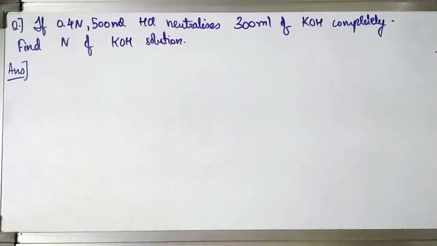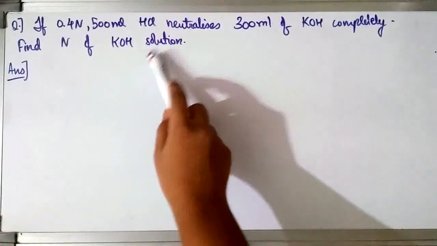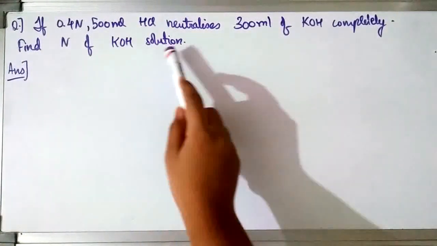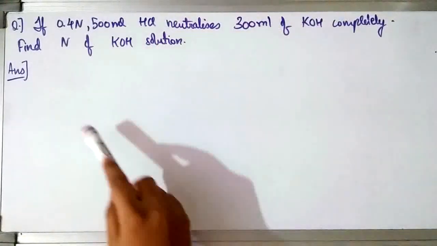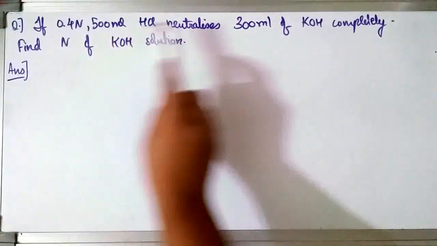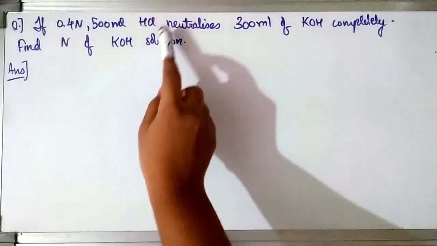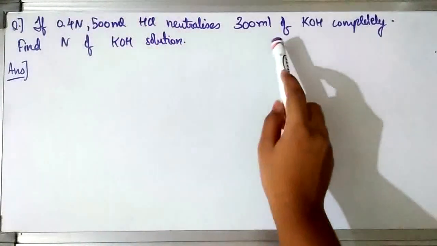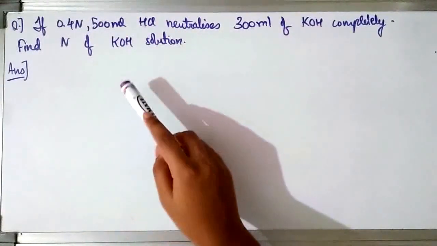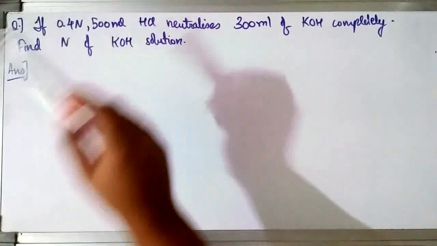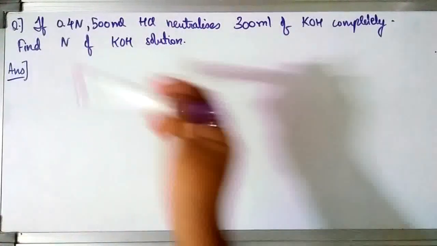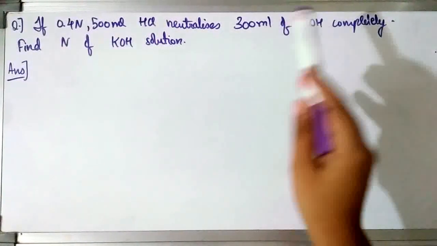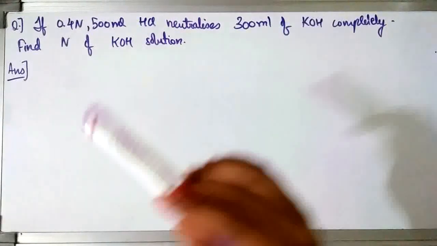In this question, it says that we have HCl and KOH, and the HCl will completely neutralize KOH. They have given the volume of the acid, which is 500 ml, and the volume of the base, that is 300 ml. They have given the normality of the HCl solution, which is 0.4 N. And we need to find the normality of the KOH solution.